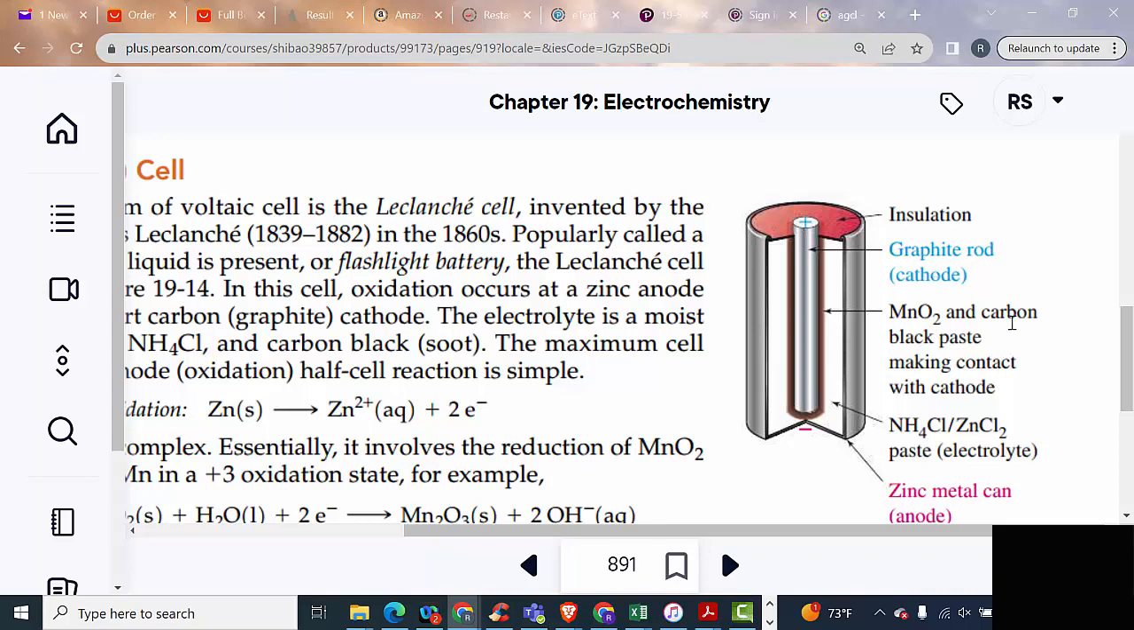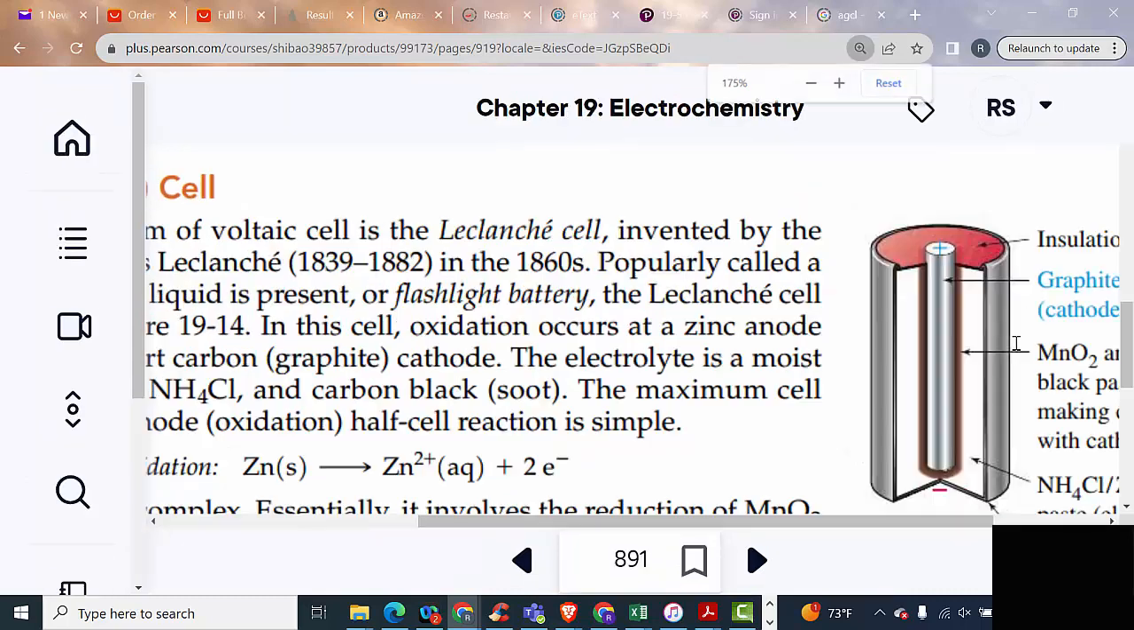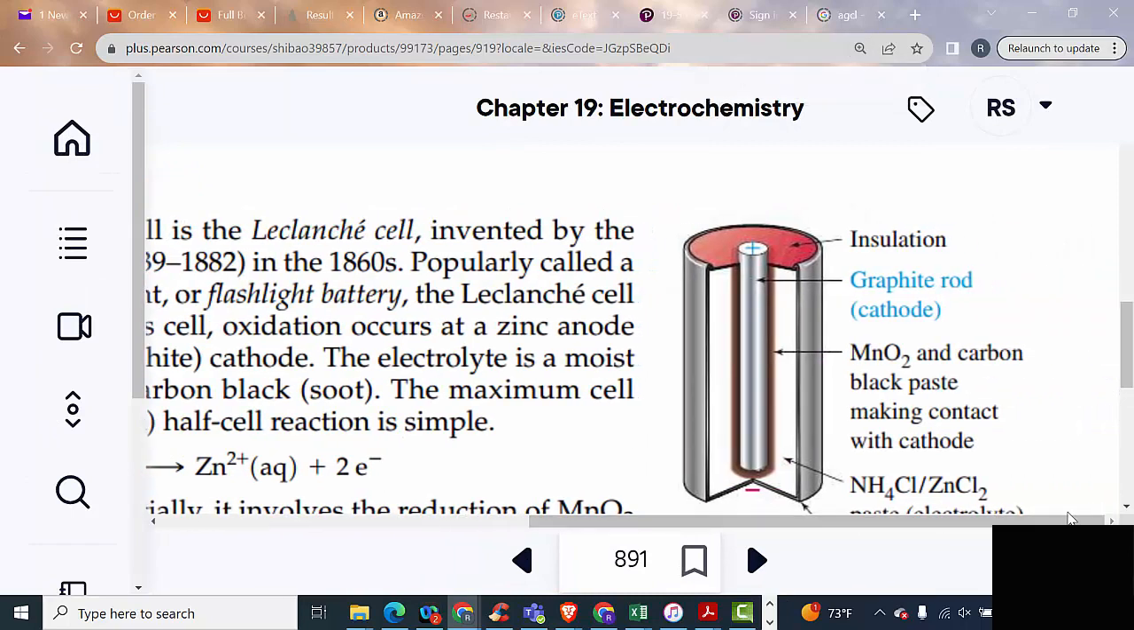And the way you get the electrons to jump the gap is by having carbon black paste. Do you know what carbon black paste is made out of? Carbon. Do you think it's made out of diamond, black diamonds? No. So guess what it's made out of?